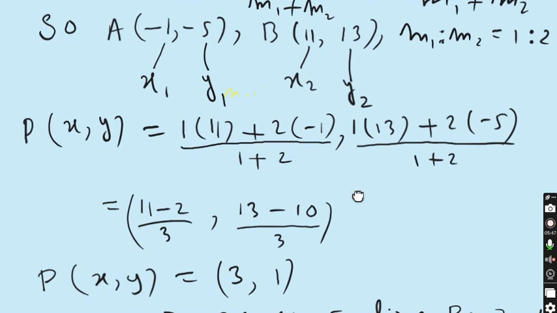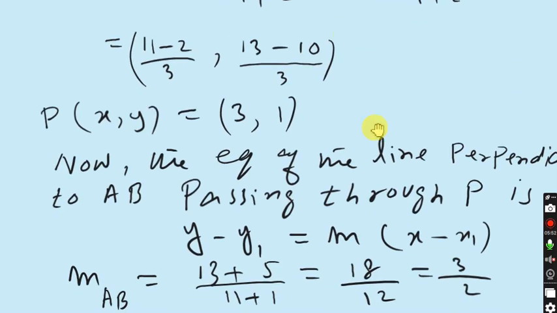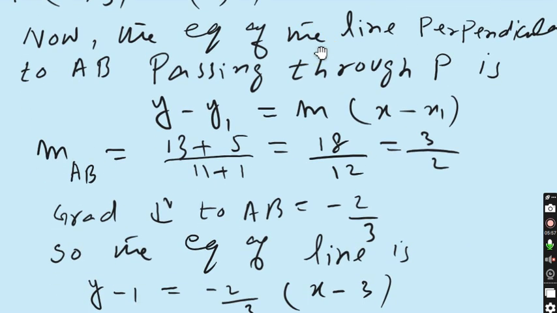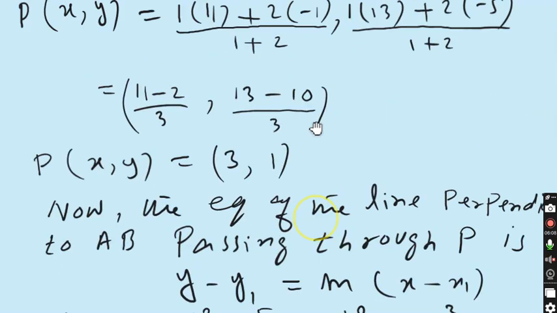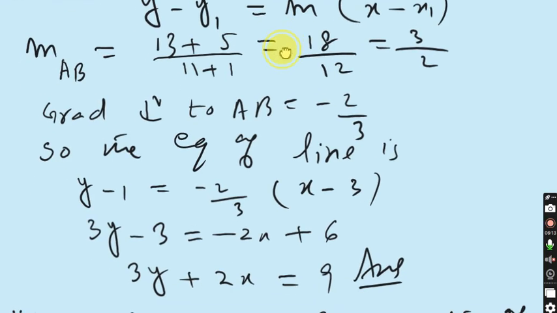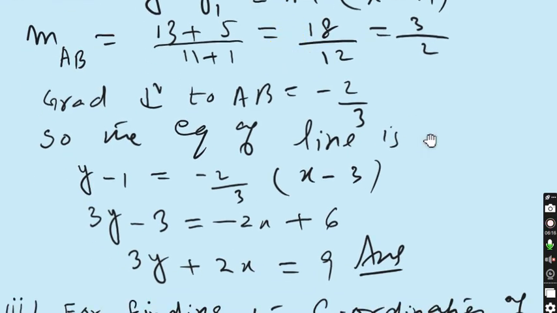So we use the formula y2 minus y1 upon x2 minus x1. 13 minus minus 5 upon 11 minus minus 1. So 13 plus 5 is 18, 11 plus 1 is 12. So 18 upon 12 is 3 upon 2. But the requirement is to find the equation of the line which is perpendicular to AB. So we use the gradient of the perpendicular line, that is the negative reciprocal of the gradient of AB. So 3 upon 2 becomes negative 2 upon 3.